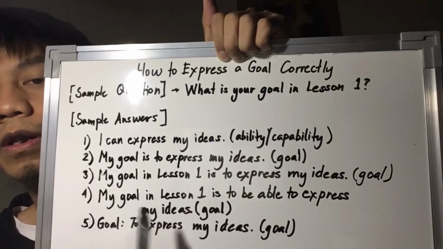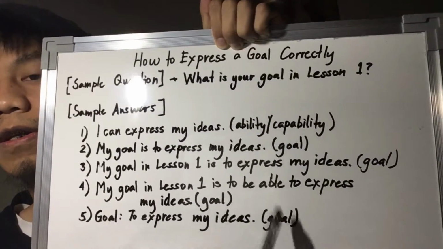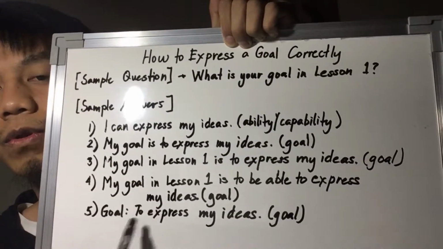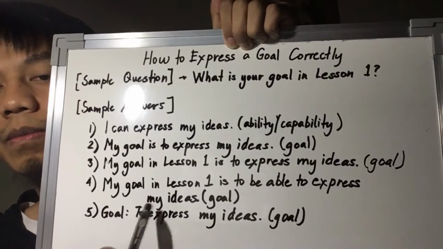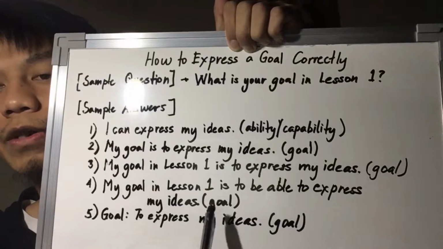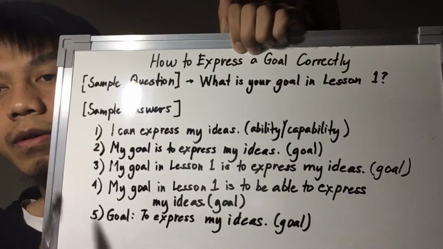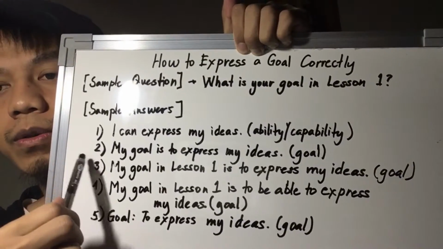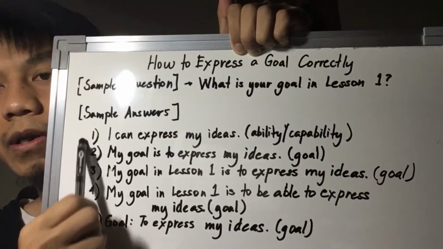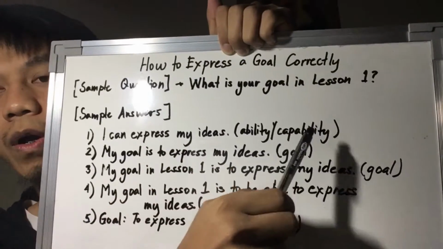Or, my goal in lesson 1 is to be able to express my ideas. That is also correct. That is also a goal. Or you can write this: a goal, to express my ideas. So what is your goal in lesson 1? To express my ideas. That is also okay. So now sentences 2, 3, 4, and 5 answer this question, but sentence 1 does not answer this question.